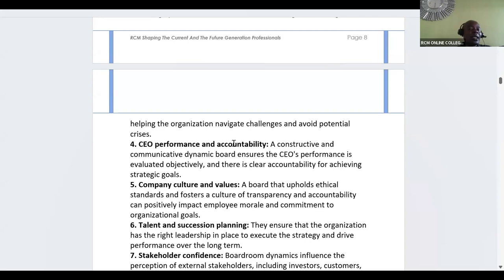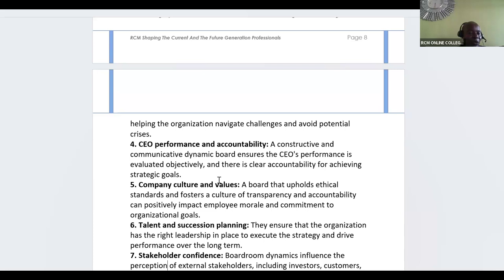Ladies and gentlemen, if you are having this boardroom dynamics very well, then we shall be able to impact our corporate culture positively. People will be able to behave well. A board that upholds ethical standards and fosters a culture of transparency and accountability can positively impact employee morale and commitment to organizational goals. So you'll be able to impact, basically, ladies and gentlemen, the company positively.